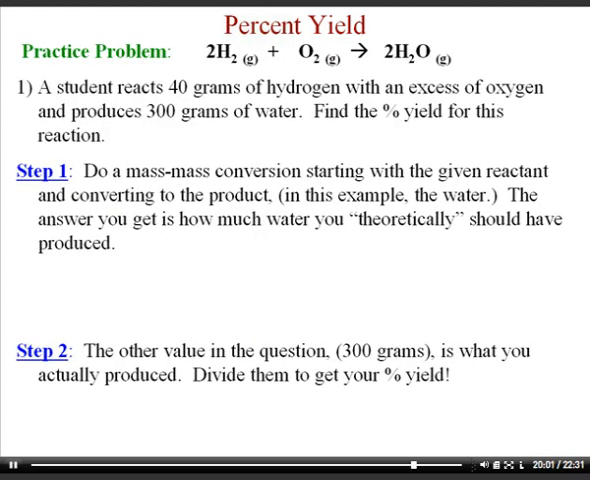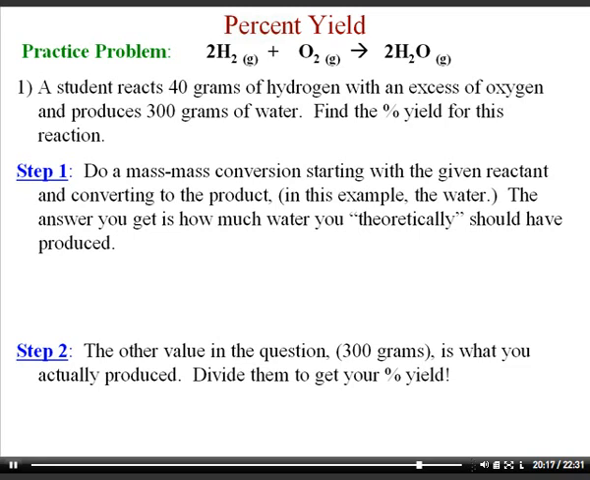So here's the first one. A student reacts 40 grams of hydrogen with an excess of oxygen, so hydrogen is going to be your limiting reagent, and it produces 300 grams of water. Now, you're not supposed to produce 300 grams of water. You're actually supposed to produce more than 300 grams, but we're going to find the percent yield for the reaction.